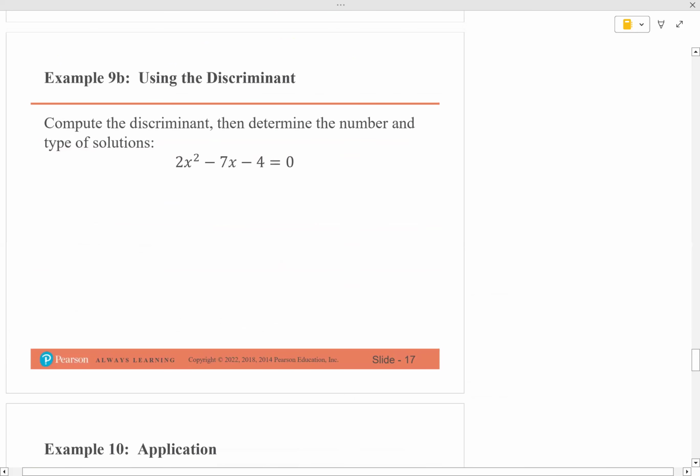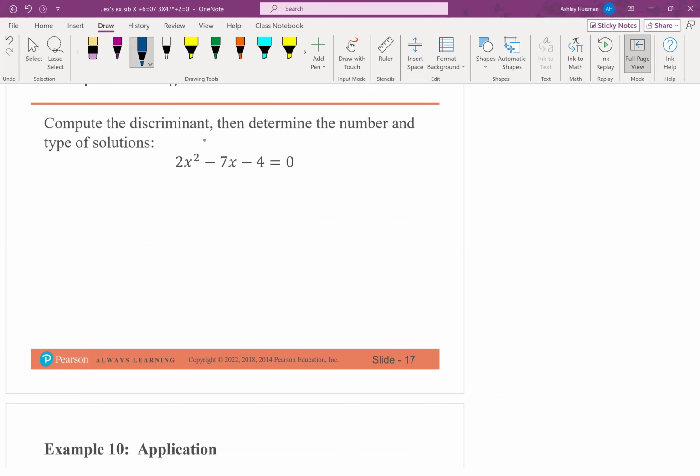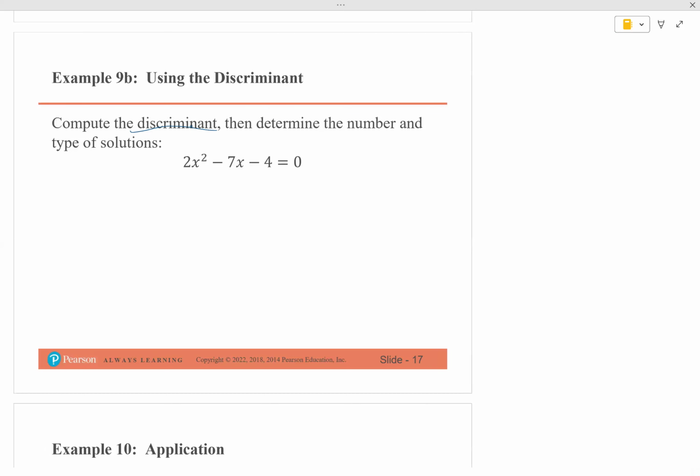Now let's see, there are times where maybe you don't really care about the actual answers. You're just kind of curious, what kind of answers? Are we going to get real answers or imaginary answers? What kind and how many? So for this one, let's compute the discriminant and then we'll determine the number and type of solutions.